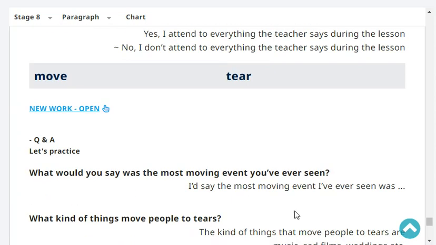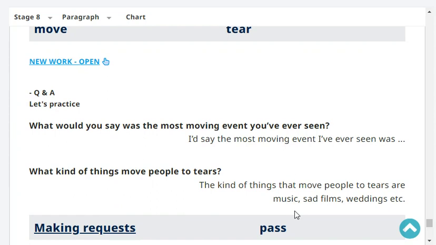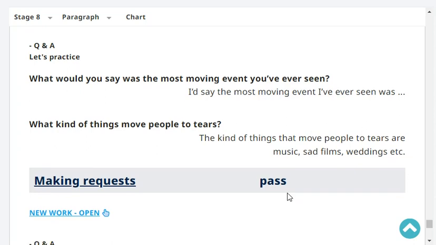What would you say was the most moving event you've ever seen? I'd say the most moving event I've ever seen was... A moving event that made you cry, like maybe a wedding or the birth of a child, graduation. Maybe your graduation in elementary school, junior high school entrance. You passed the exam. Yeah, that's correct, because exams are very difficult, right? Congratulations, by the way.